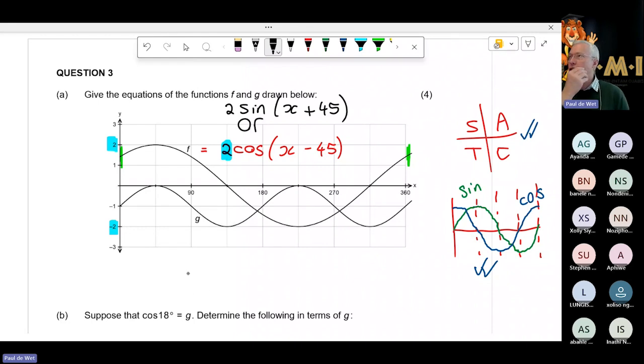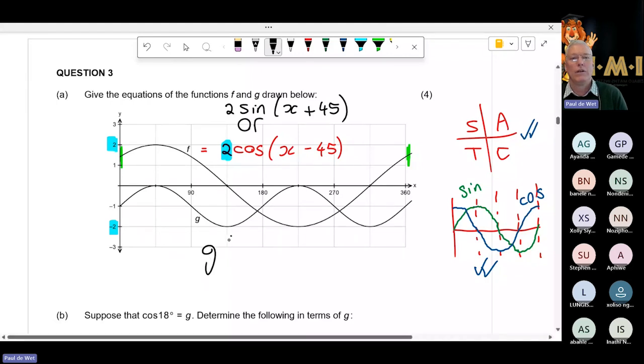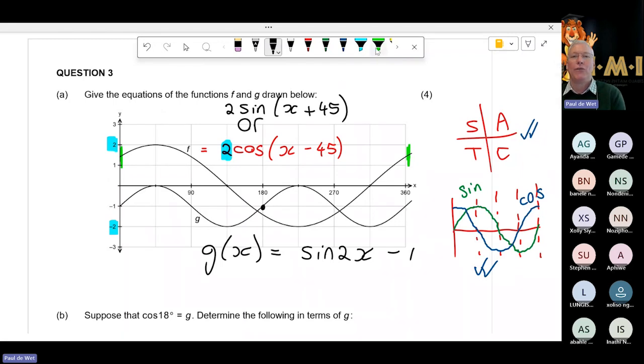Do you want to tell me the answer for G as well? Okay, please, yeah. G of x is equal to sine 2x minus 1. Well done. All right, excellent. All right, guys, the first thing I'm looking at here, it looks like a sine graph. It's doing 2 waves from 0 to 360. That's why this is sine 2x.